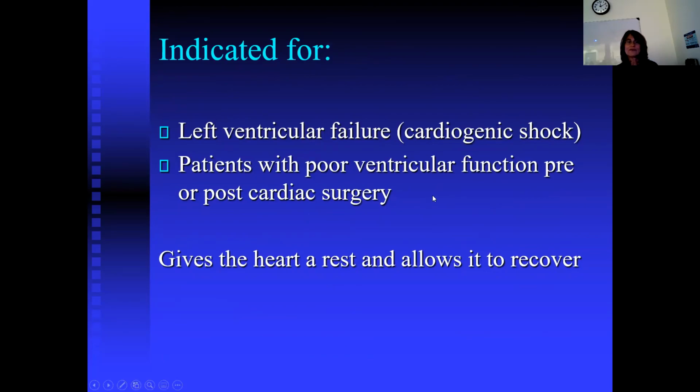A lot of times after open heart surgery, the heart is kind of in a shock and it doesn't contract the way it should. So they'll put a balloon pump in right after their cardiac surgery.